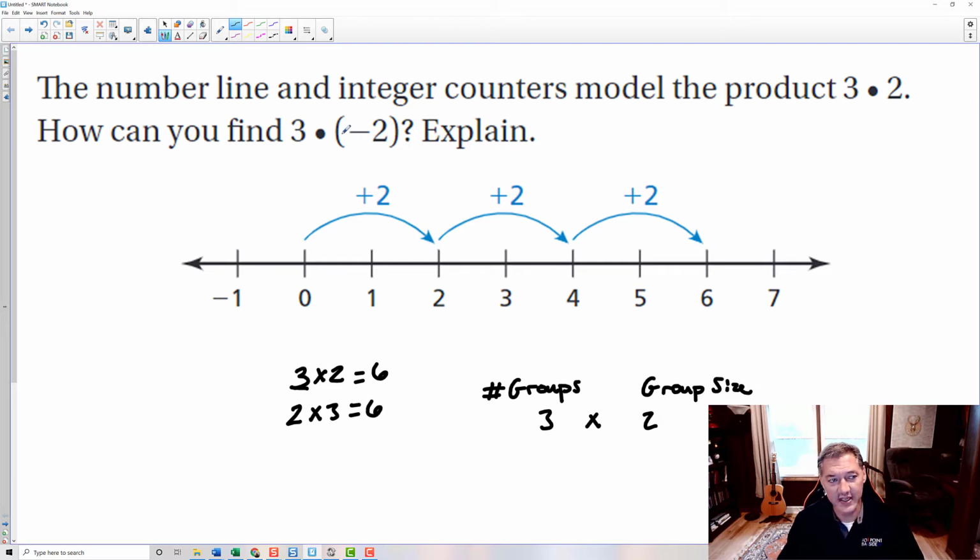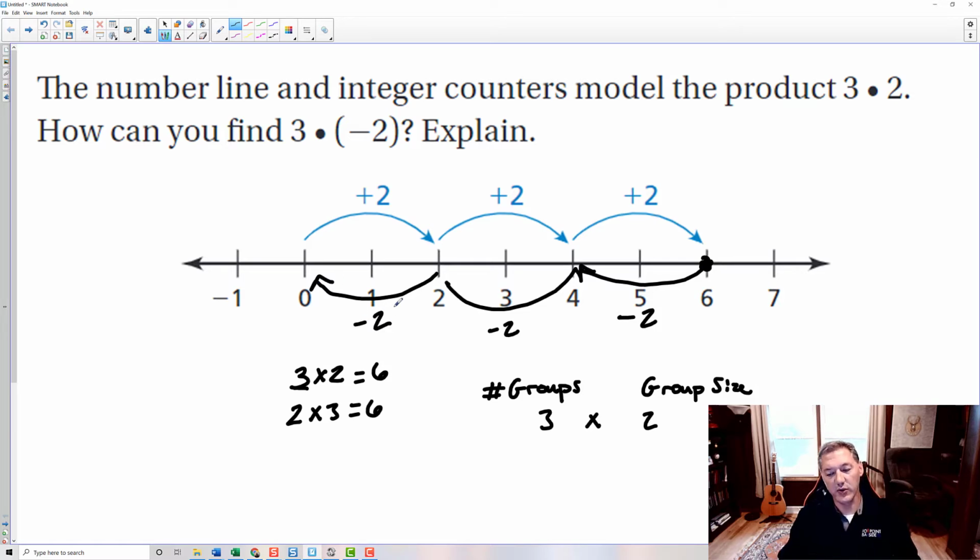And the question here says, how do you model 3 times negative 2? Well, that means that I have 3 groups of negative 2, right? So I start off here maybe, and I go backwards. 1, 2, so that's negative 2. And then I'm going back 2 more, and that's negative 2. And I go back 2 more, and that's negative 2.